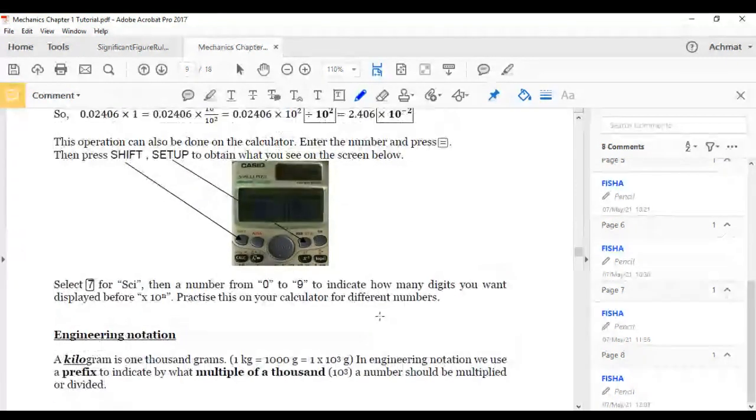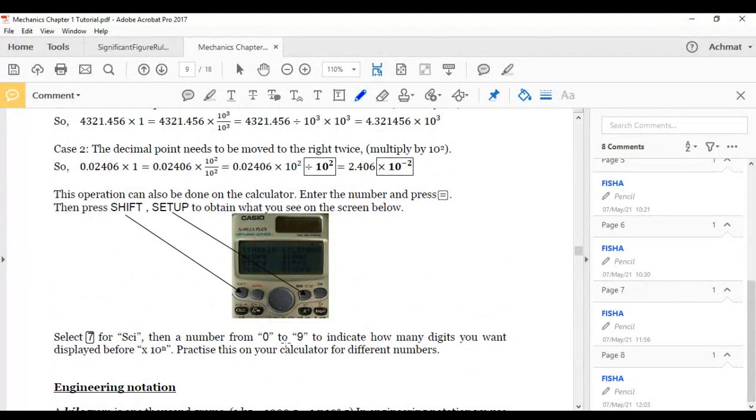Whatever number you use here, it will tell you how many numbers you have in your string. At the moment you have, for example, here 2, 4, 0, 6. This is 1, 2, 3, 4. So if I were to say shift, setup, 7, and then you press 4, then you'll get the number written down just like that. If you say again shift, setup, 7, 2, then this number will be written as 2.4. It rounded that off so that you only have 2 digits shown.